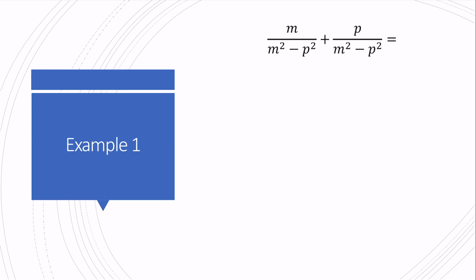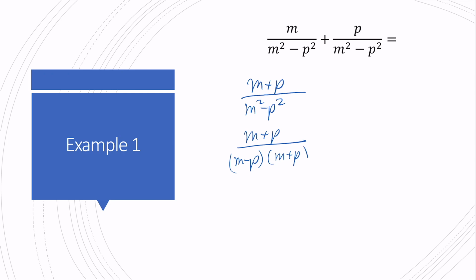Here I have m plus p over m squared minus p squared. Since my denominators are the same, I can go ahead and add these. And then I want to factor my denominator, which in this case is a difference of squares. So it's going to factor into m minus p times m plus p. And we see our m plus p's cancel, so I'm left with 1 over m minus p.